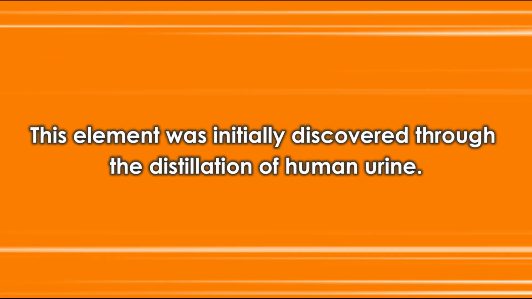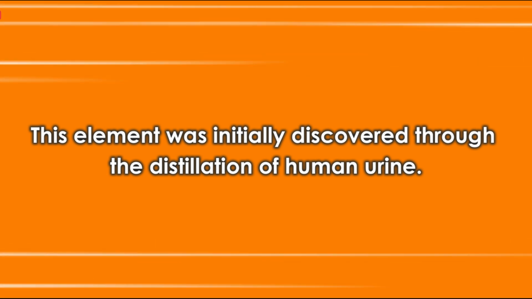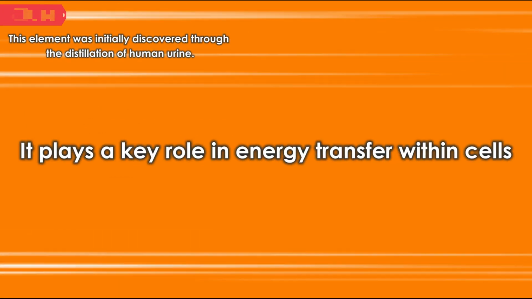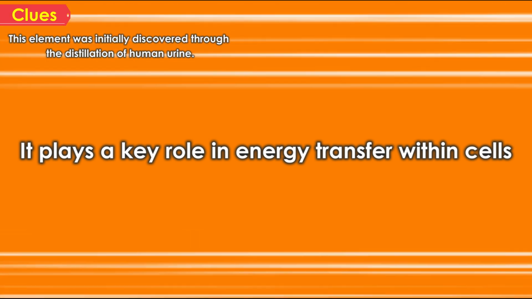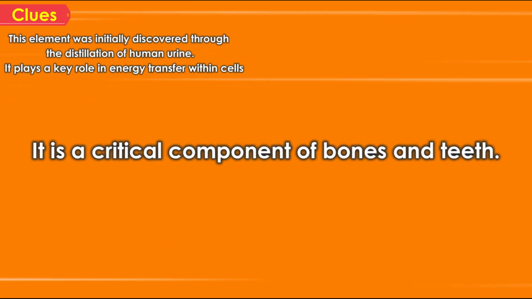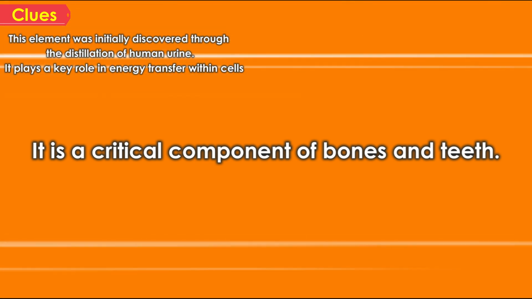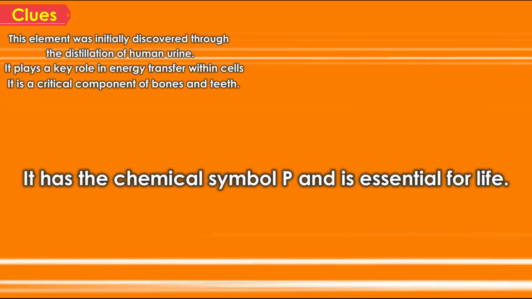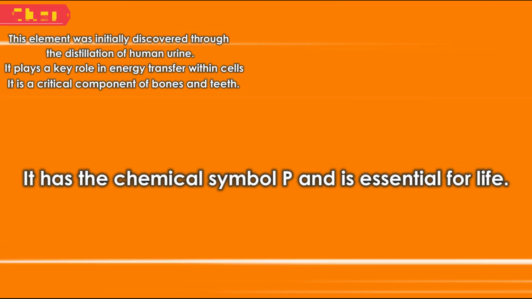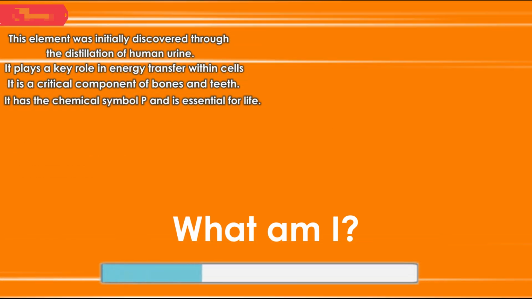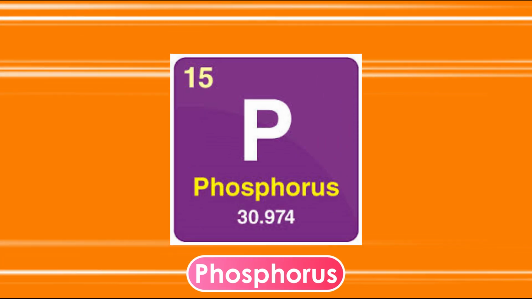This element was initially discovered through the distillation of human urine. It plays a key role in energy transfer within cells. It is a critical component of bones and teeth. It has the chemical symbol P and is essential for life. Phosphorus.